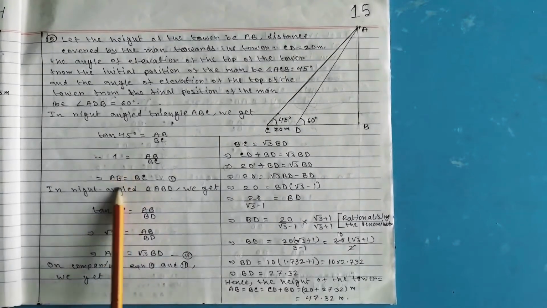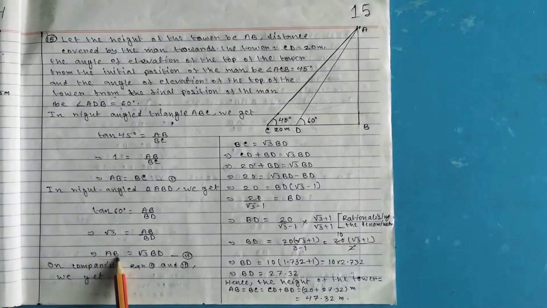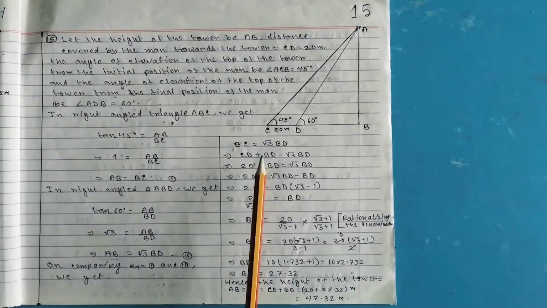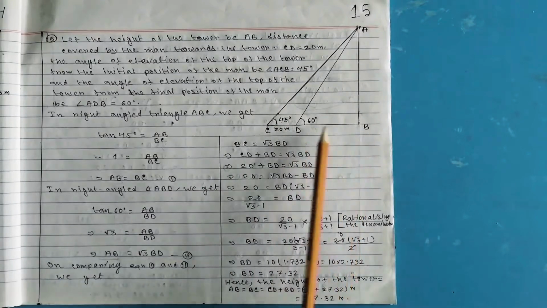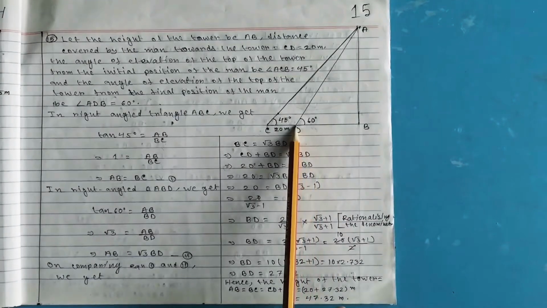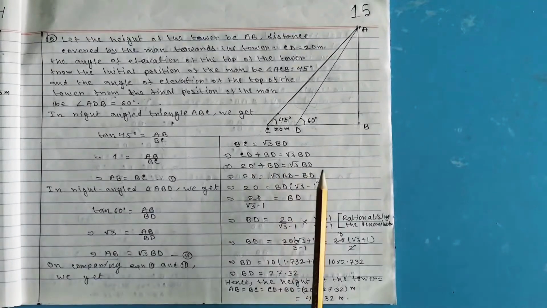Now compare equation 1 and 2. Equation 1 is giving the value of AB, and equation 2 is also giving the value of AB. It means the left hand side in equation 1 and 2 is AB and AB, so the right hand side also will be equal. So on comparing equation 1 and 2, we get BC equals root 3 BD. And BC equals what? From the figure, see this, BC equals BD plus CD. So BC equals CD plus BD, that we have written.